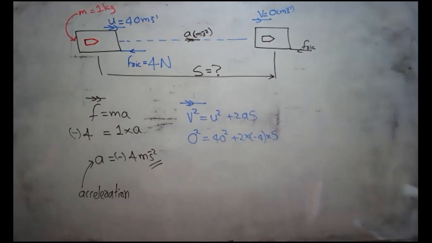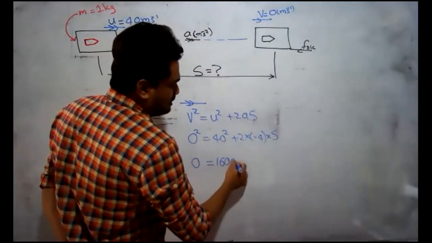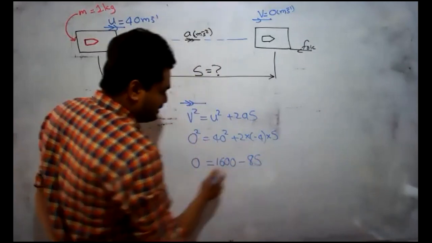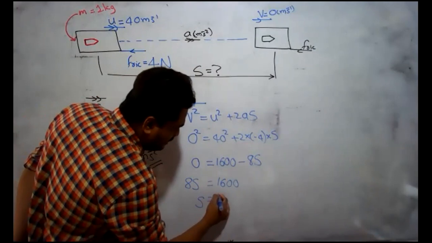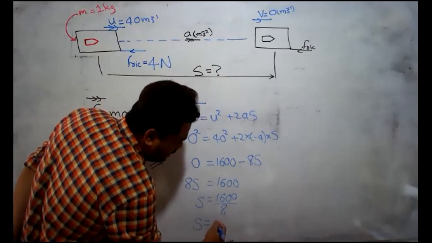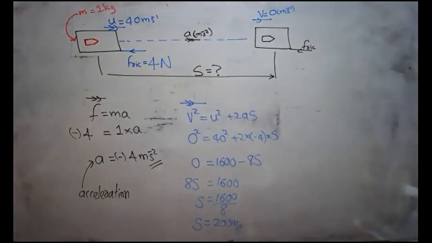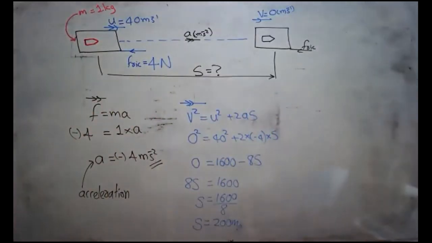So what is the displacement here? 0 equals 40 squared, which is 1600, minus 2 times 4 times s, that is minus 8s. Minus 8s comes to this side as positive 8s. This is 1600. Therefore, s equals 1600 divided by 8. So s equals 200 meters. So that is somewhat impossible. Who got this answer? Who got this answer?